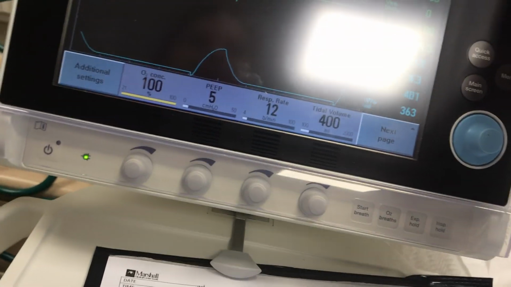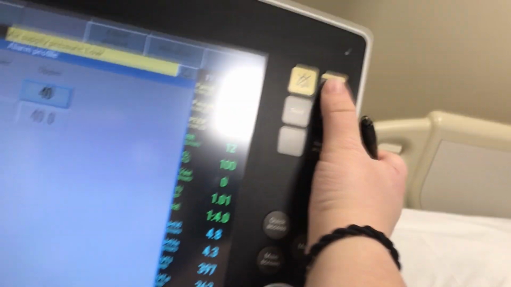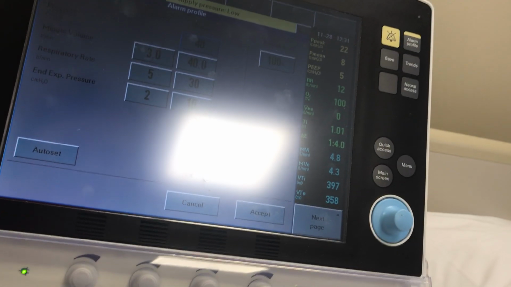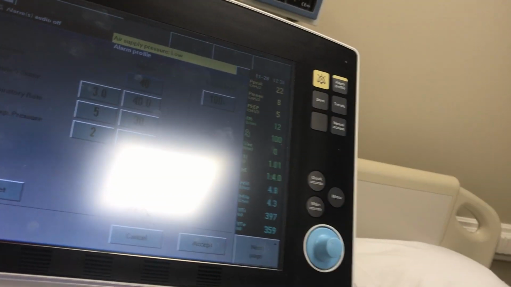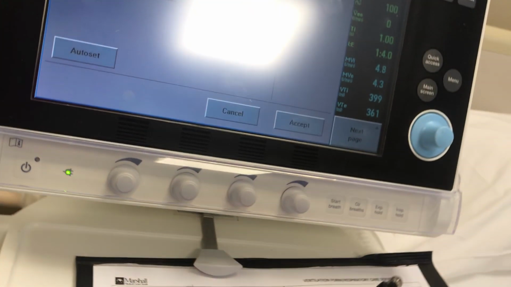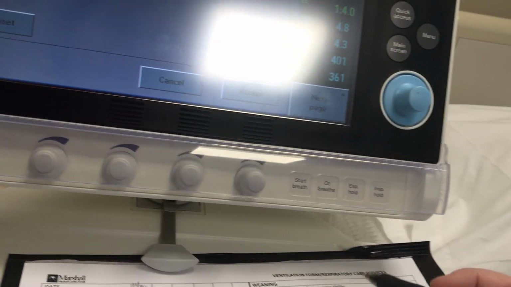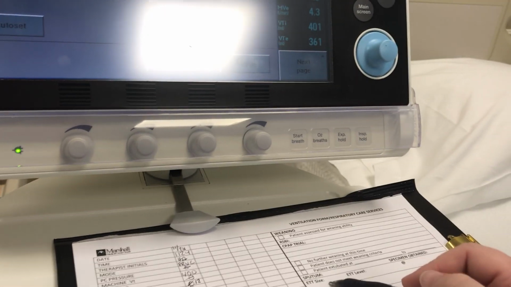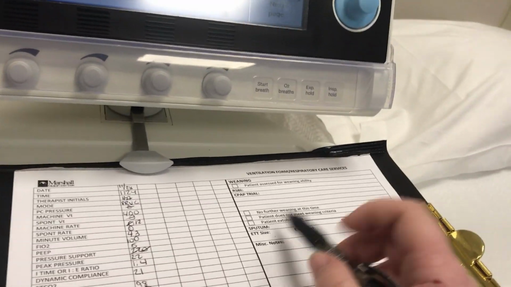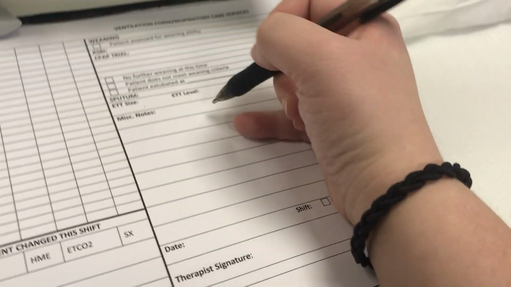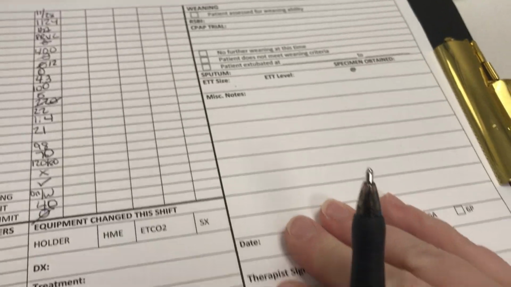So I just showed you how to get there. My alarm profile is this button. Then I would look at my alarms. My high pressure alarm is 40, so I'd write 40. And on here you can't set a low pressure, so it doesn't have any. So I'd do that. And when I was assessing the patient, I would also look at the ET tube size, the level at the lip, and this side is if I've made any changes today. If the doctor's made a change, they would write it here and sign it.